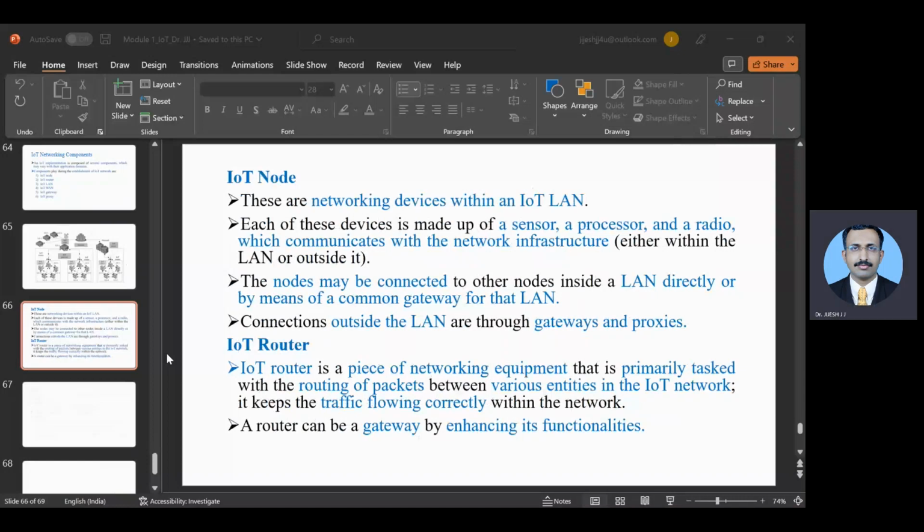Then what is a router? These are all the common terms. It's not new for you. You have already learned and understood these things before as well. What is a router?